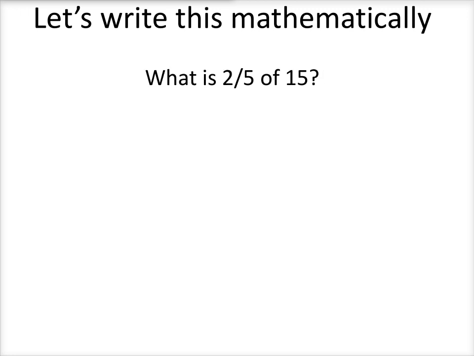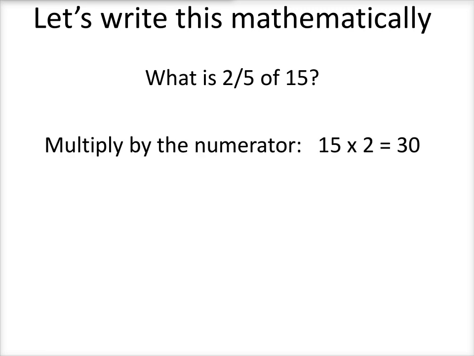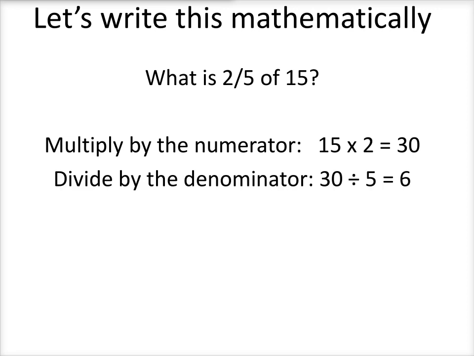Let's look at another way we could do this. I could multiply by the numerator first and say 15 times 2 equals 30. Then I could divide by the denominator. 30 divided by 5 equals 6. So again we get the same answer. 2/5 of 15 equals 6.